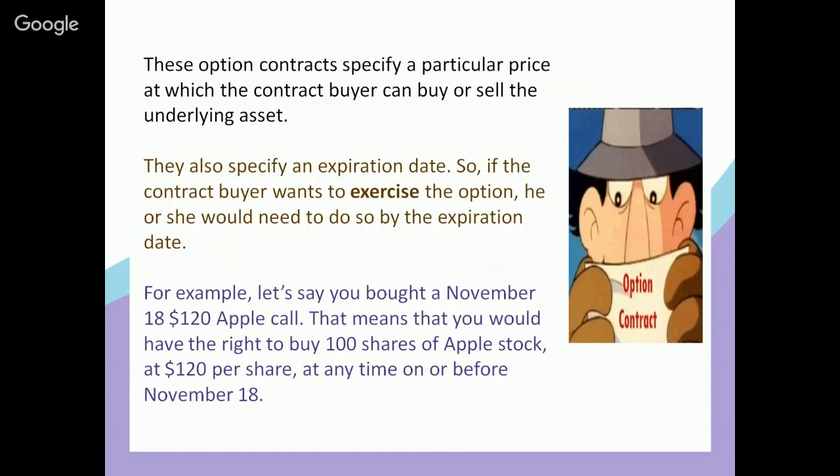Let's look at an example. We'll talk about Apple stock. For example, let's say you bought a November 18, $120 Apple call. Talking about buying one call option here for Apple. That means you would have the right to buy 100 shares of Apple stock at $120 per share at any time on or before November 18. So after November 18, your contract is finished and you don't have the right to buy 100 shares of Apple stock at $120 a share anymore.